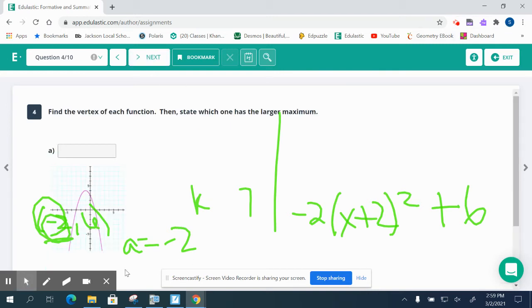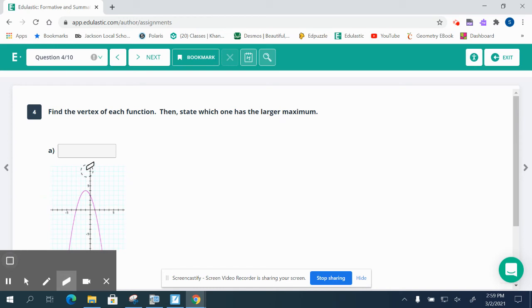For 4, this one, you're just finding the vertex. So for this question, if you zoom in a little bit, the vertex is right here. It's at negative 1, comma 4. So negative 1, comma 4.